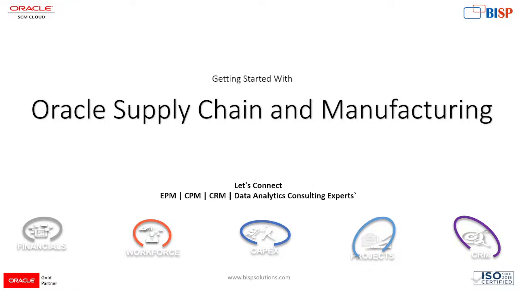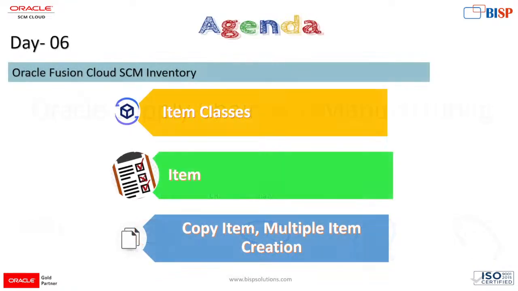The webinar title is Get Started with Oracle Supply Chain and Manufacturing. So let's move to the next slide. Today's agenda topics are item class, then item, then copy item and multiple item creation. So that is today's agenda on day 6. Let's move to the next slide.